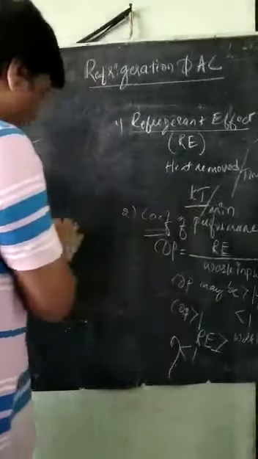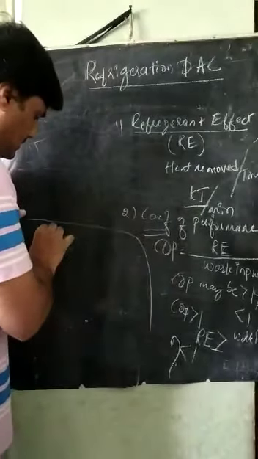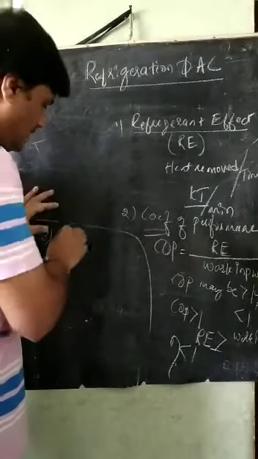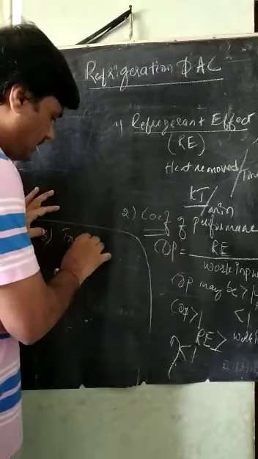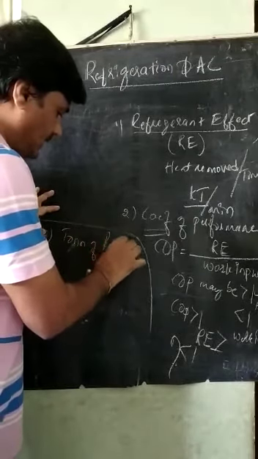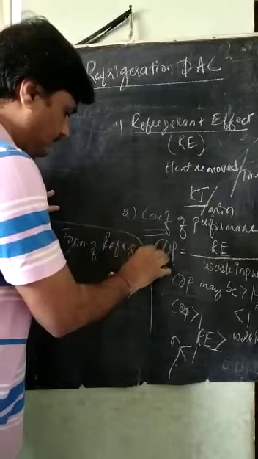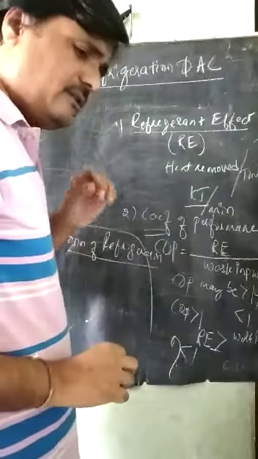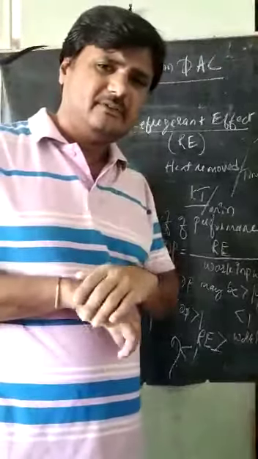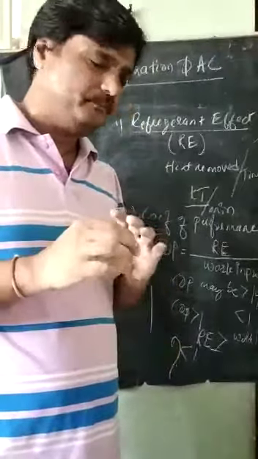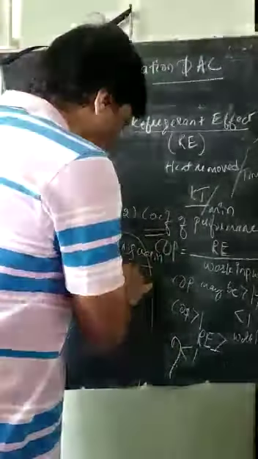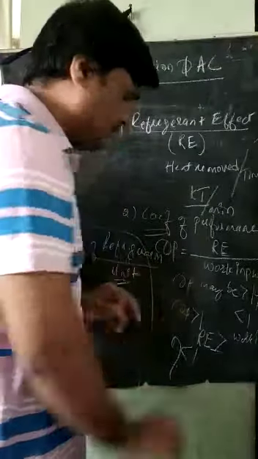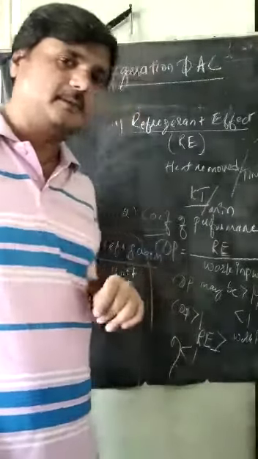And the third term we are studying now is the ton of refrigeration. What is this ton of refrigeration? It is a unit of the refrigeration system.